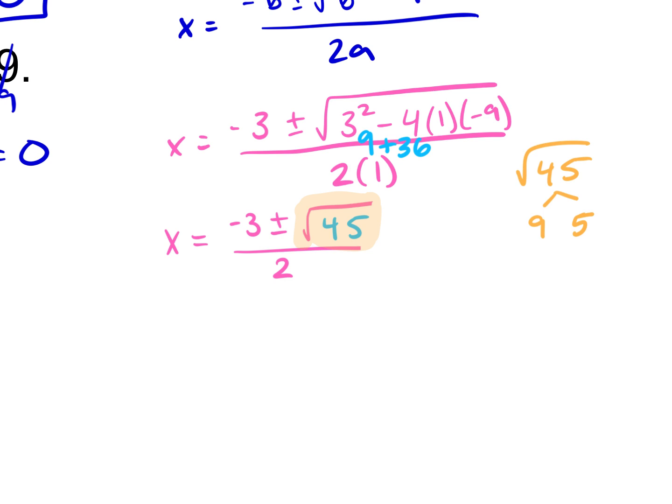From here, you may be able just to write it as 3 square root 5, because you know 9 is a perfect square that breaks down into 3. But if you need to break it down more, that's fine. Whatever it takes to get the right answer. So 9 breaks down into 3 times 3. We have a group of 3s, so 3 comes to the outside and 5 has to stay on the inside. So our answer would be negative 3 plus or minus 3 square root 5 over 2.